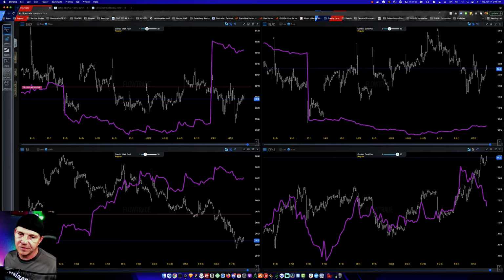We're going to be using the Smart Money Darkpool and Block Trade algorithm. It's software provided by those fine folks over at FlowTrade.